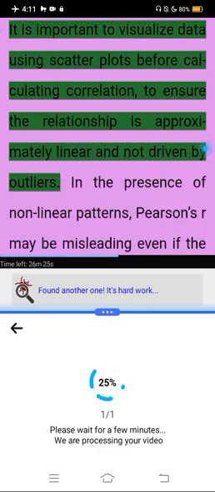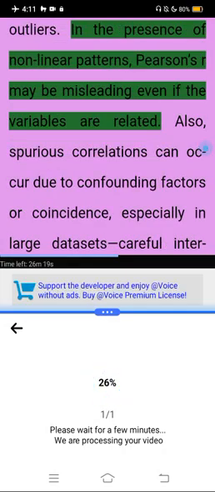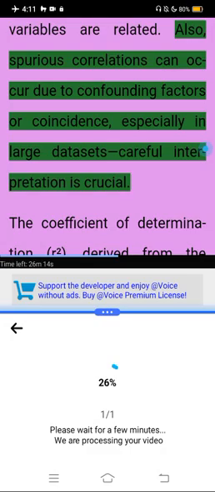rankings in behavioral assays. It is important to visualize data using scatter plots before calculating correlation to ensure the relationship is approximately linear and not driven by outliers. In the presence of nonlinear patterns, Pearson's r may be misleading even if the variables are related. Also, spurious correlations can occur due to confounding factors or coincidence, especially in large datasets.